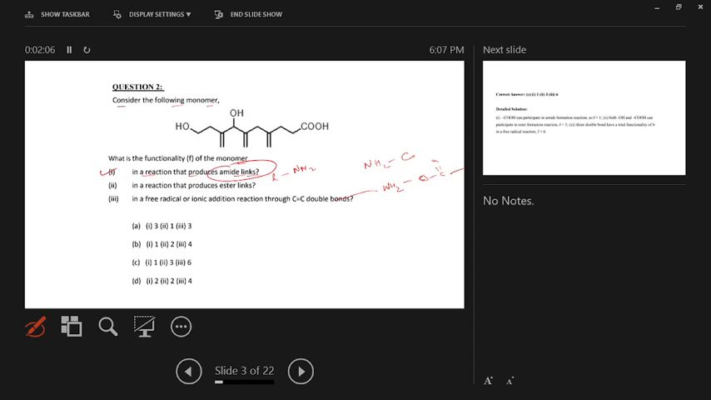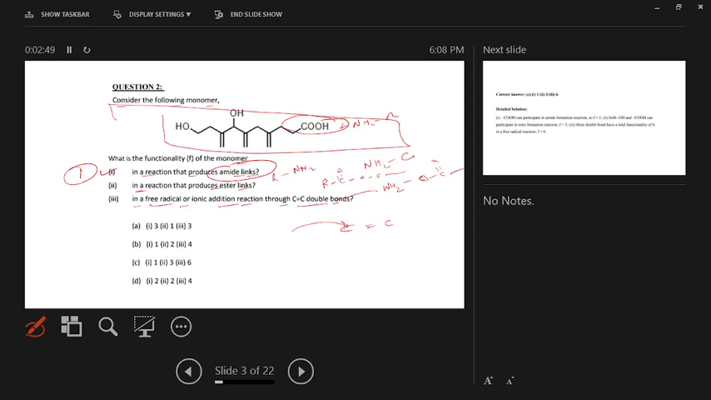Second, in the reaction to produce an ester link. Ester link means it will be like that. And third, in a free radical or ionic reaction through the C=C double bond, if it is reacting with a free radical or ionic addition. So we need to find out the functionality of this molecule. First of all, when it reacts to form an amide, it can react only with COOH, because only the COOH group can react with an amine. So in the first case, the functionality is one.